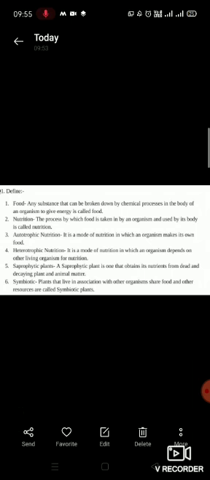Fourth is heterotrophic nutrition. It is a mode of nutrition in which an organism depends on other living organisms for their nutrition. Fifth point is saprophytic plants. A saprophytic plant is one that obtains its nutrients from dead and decaying plant and animal matter. Sixth one is symbiotic plants. Plants that live in association with other organisms that share food and other resources are called symbiotic plants.